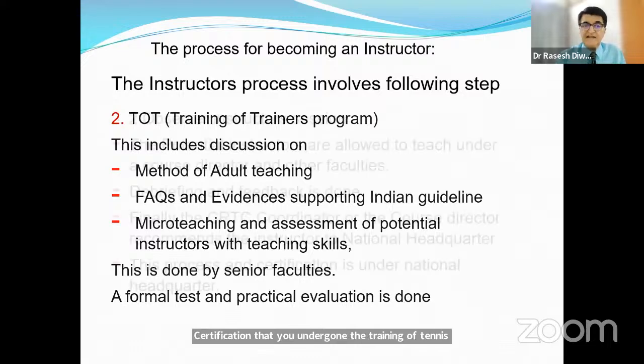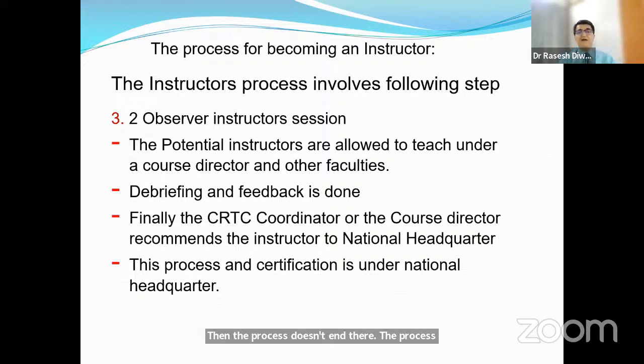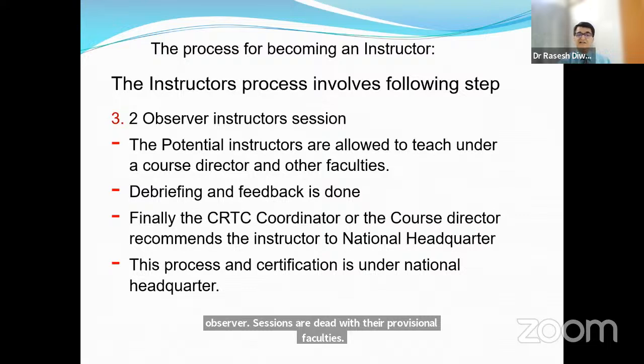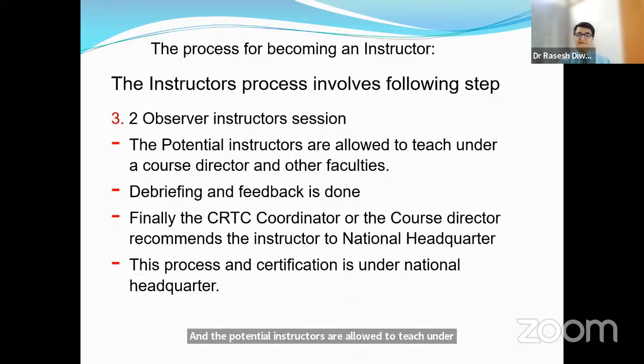Then the process doesn't end there. The process starts further. They have to join some of the CRTCs, and they have to carry out 2 observer instructor sessions. The observer sessions are there when they are provisional faculties, and the potential instructors are allowed to teach under a course director and other faculties. There is a debriefing done, feedback is taken, and guidelines are given. Their problems are being rectified, and finally the CRTC coordinator or the course director recommends the instructor's name to the national headquarters.